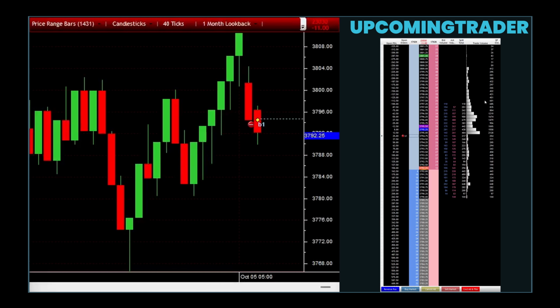Picture a long green candle followed by a longer red candle that completely engulfs the body of the green candle. This scenario suggests that sellers have overwhelmed the buyers, potentially leading to a trend reversal to the downside. Conversely, the bullish engulfing pattern signals a potential reversal from a downtrend to an uptrend. It features a long red candle followed by a longer green candle. The green candle's body completely engulfs the red candle's body, indicating that buyers are taking control from sellers.